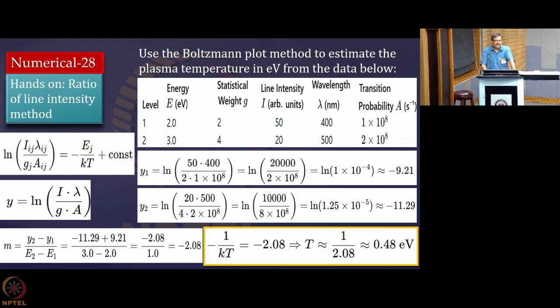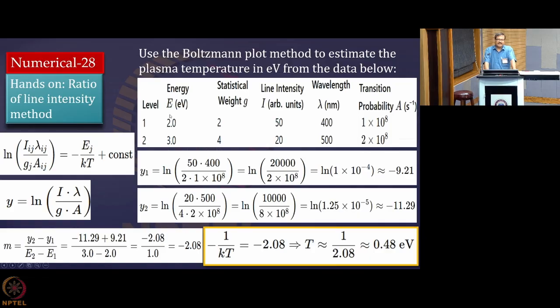Now, the Boltzmann plot technique says that if you plot this parameter, say y, as a function of Ej, the energy of the upper level from where the emission is taking place, then you get a relationship y equals mx plus c, where m is minus 1 by kT. When you know the slope, you know 1 by kT, and then you can find the temperature. So that is the principle.